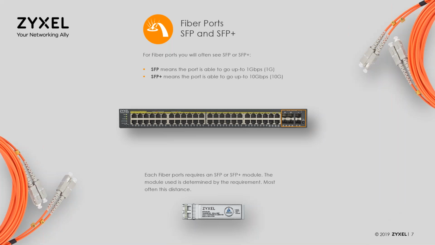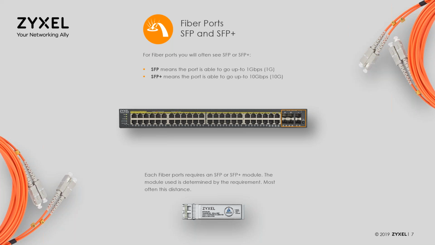Then SFP ports. So the fiber connection ports usually used for uplinks to other switches. SFP means that the module speed is 1 gig, and SFP plus means that the module speed is 10 gigs. In here you need to be careful what module you put into what switch. So you can't make a 1 gigabit port on a switch 10 gigs just by putting in an SFP plus module, but these are of course backwards compatible.